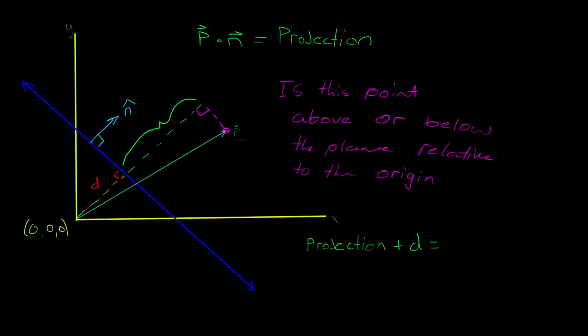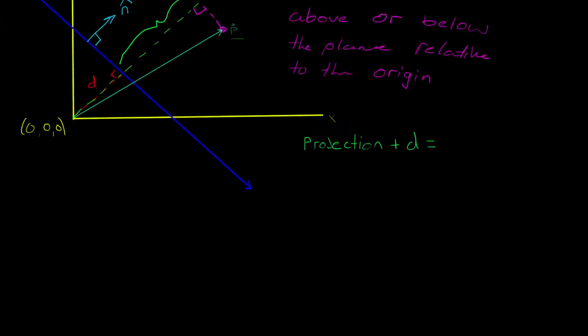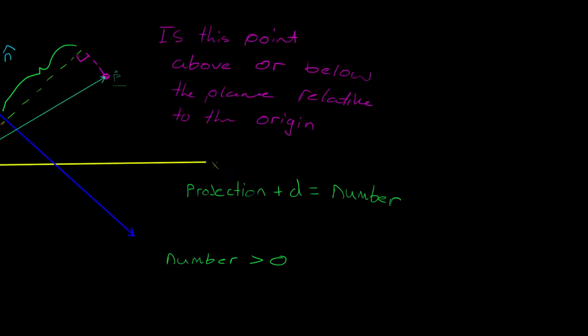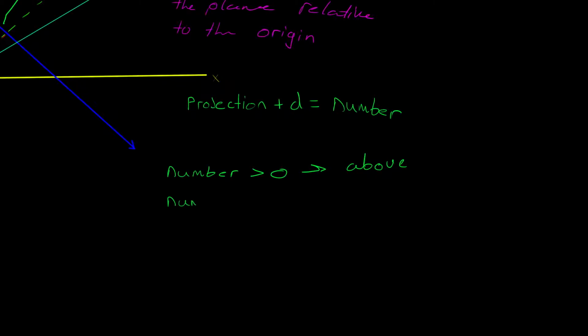So we've just proven it mathematically. So we now know, very simply put, that the projection plus d equals some number. And if that number is greater than 0, then we know that the point is above. And if that number is less than 0, then we know that point is below.